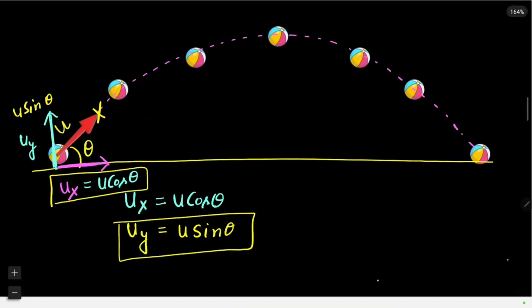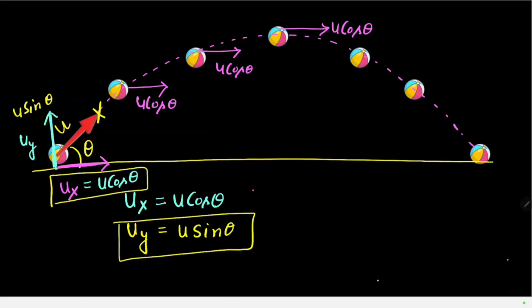So let me draw these arrows at different positions, so I can draw my x velocity as u cos theta everywhere. So this u cos theta is taking this ball forward. Nothing else is responsible to take this ball forward. U sin theta has to do nothing with the motion in the x-axis. Okay, similarly u cos theta has to do nothing with the motion in the y-axis. This u cos theta's work is to make it move forward. That's it. Okay, so everywhere it is u cos theta.